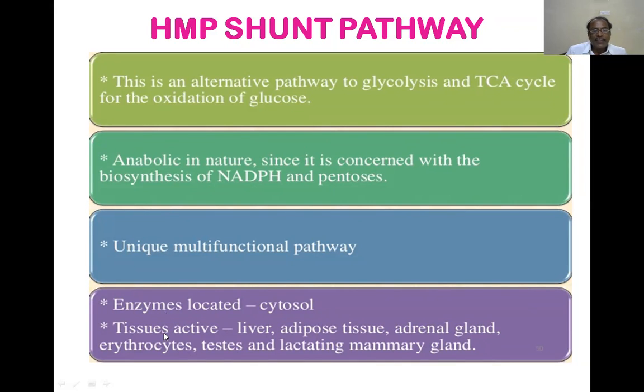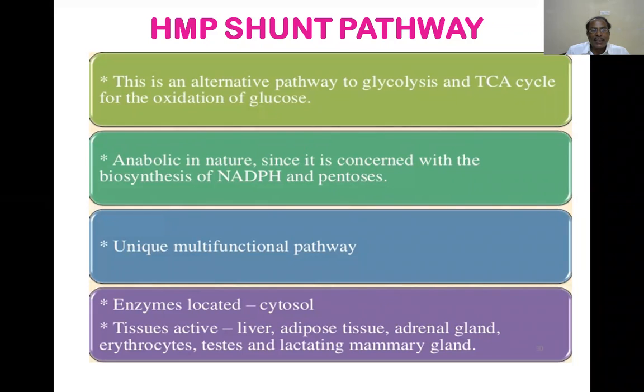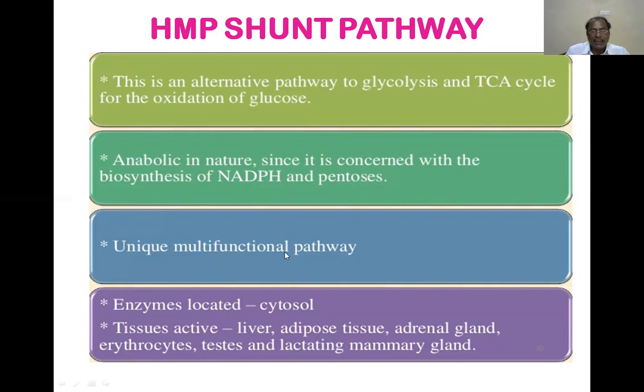In which tissues is the HMP pathway very active? One is the liver. What does it do? The liver detoxicates various xenobiotics, various foreign substances entering the body, which are all detoxicated in the liver cells. Hence, for those reactions, we need the reductive power of NADPH. Adipose tissue, fatty acid synthesis. Synthesis of fatty acids requires NADPH again. And hence, this tissue has the HMP pathway active.